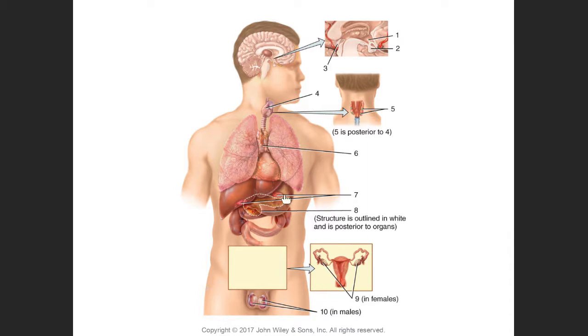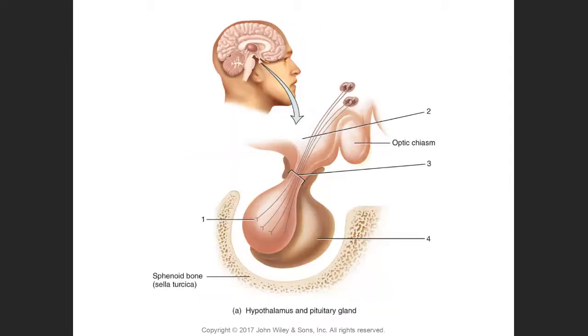Here we have number 7 and number 8. Number 7 is the suprarenal gland or adrenal gland, and number 8 is the pancreas. We will work on the pancreas in digestive system, so only you need to know number 7. And number 9 and 10 are ovaries and testes in male and female, which we work on in the reproductive system. So these are the different endocrine organs which we have in our body.